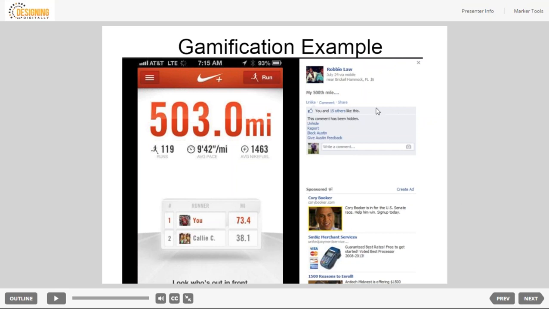So if you see here, he has 503 miles down. I am competing against him with 73.4 miles. So quite honestly, there's no possible way that I have any way, shape, or form of even catching Robbie. So looking at this leaderboard, I have no incentive to move forward because I know that this is an unattainable goal for me. So leaderboards should be relative, even if you're doing them for gamification.